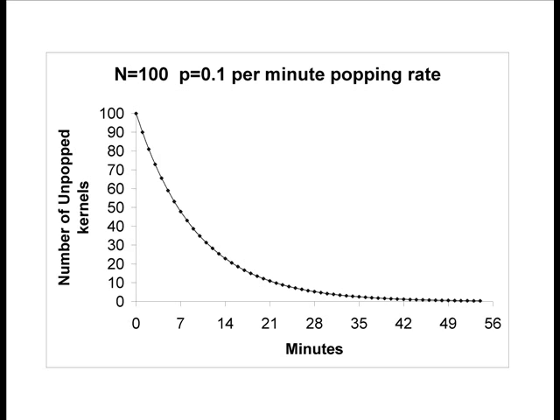Okay, now we can think, well, from that point of having 50 kernels remaining, how long will it take until I lose half of those again? Well, we can look on the plot and see it takes about 14 minutes. So another 7 minutes. Okay, well now I have 25 kernels remaining. Of those 25, how long will it take for half of them to pop on average? Well, I can look and see again another 7 minutes, total 21 minutes.